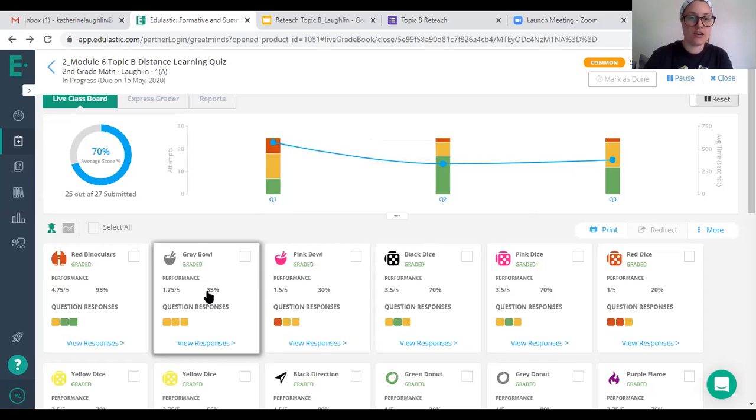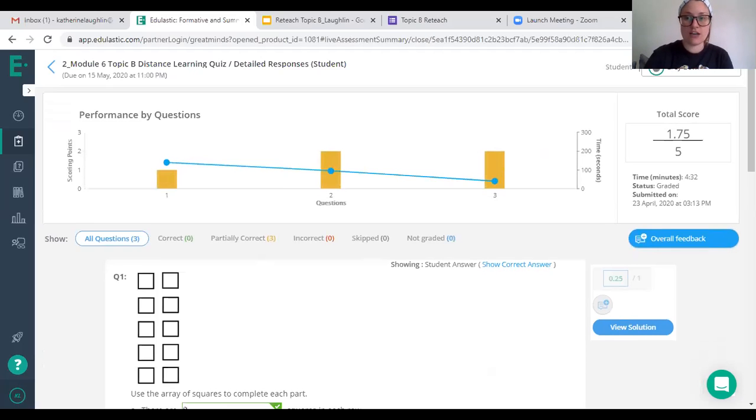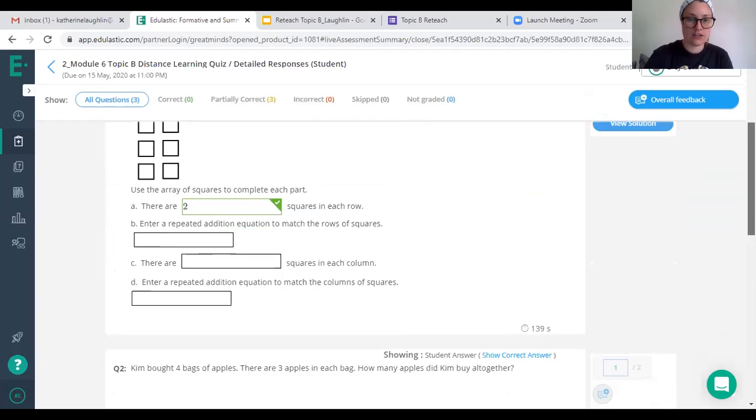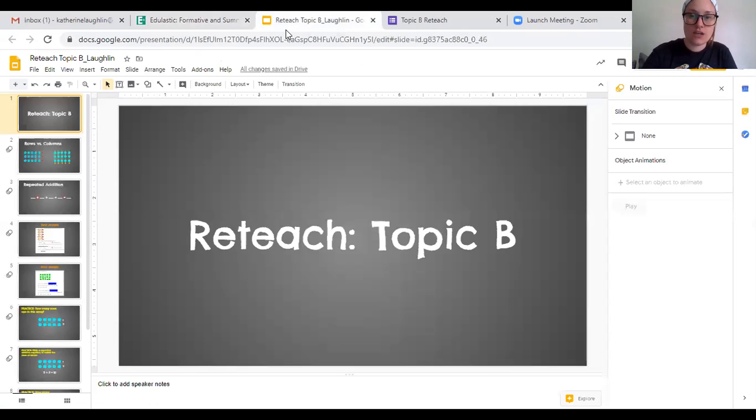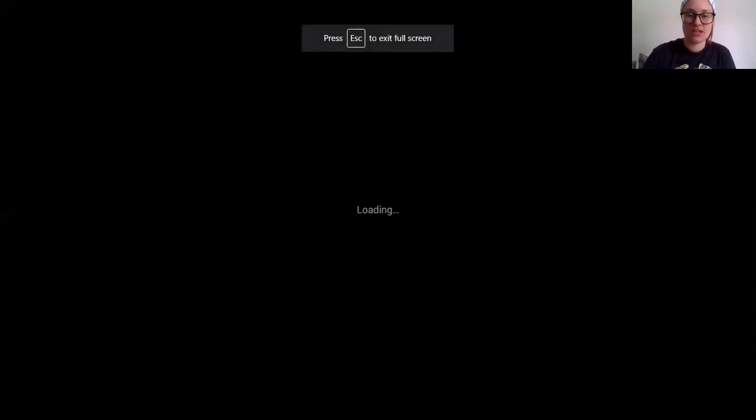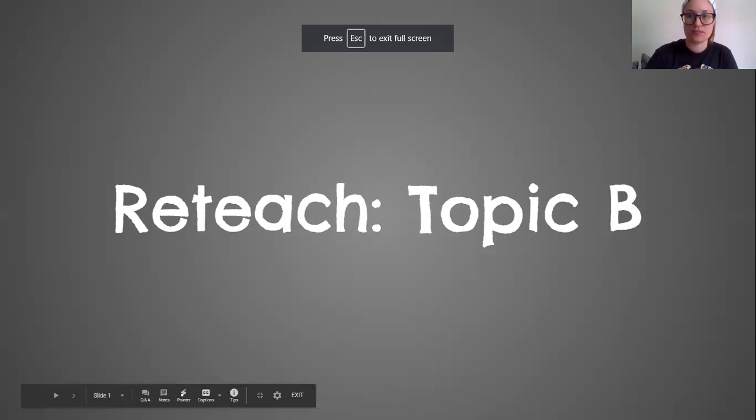Another thing I wanted to share, several students actually left many pieces of each question blank, only giving them partial credit. So next time you are taking your Edulastic quiz, just be really careful about going through each part of the question and filling it in. Otherwise, you are missing points on that, and it doesn't really give us a good idea of where you're at. So with that being said, let's go ahead and get started.